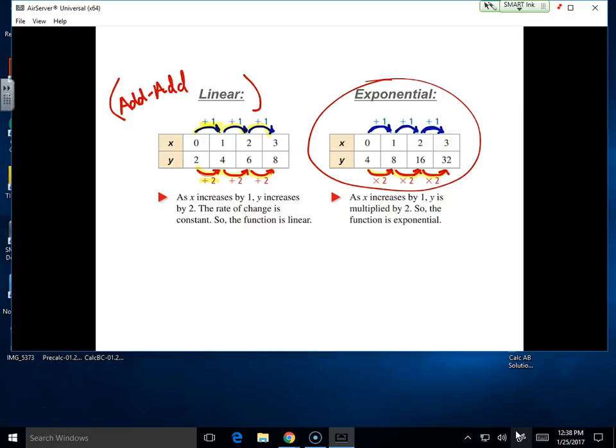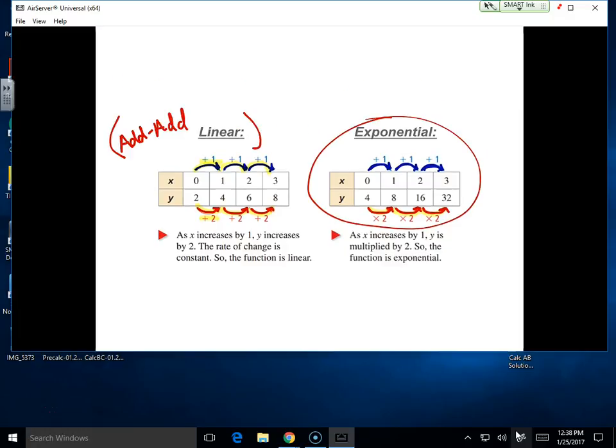So you guys tell me, how am I going to try to help you remember exponential tables and how they act? Instead of add, what do exponentials do? Good. We're going to say add, multiply. Multiply. Got it.